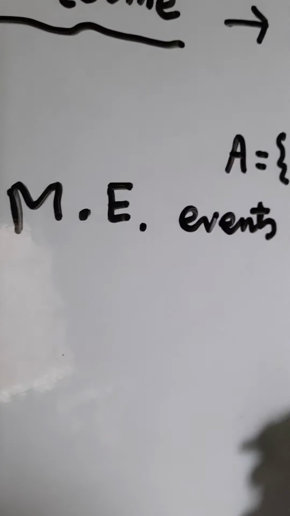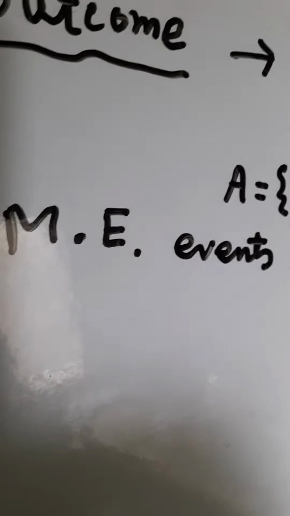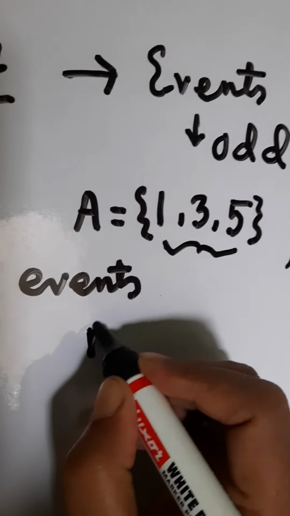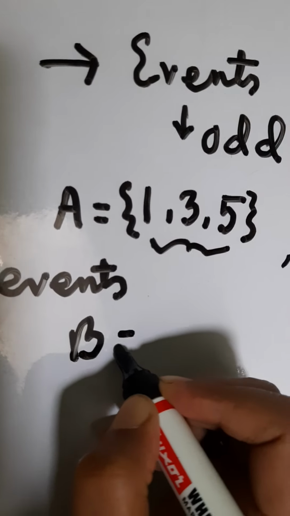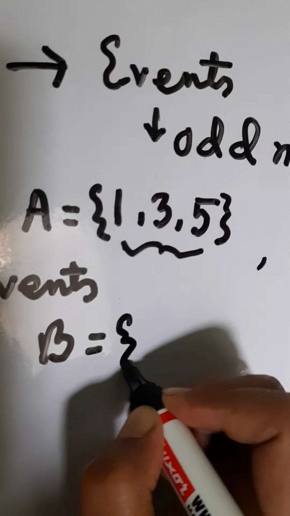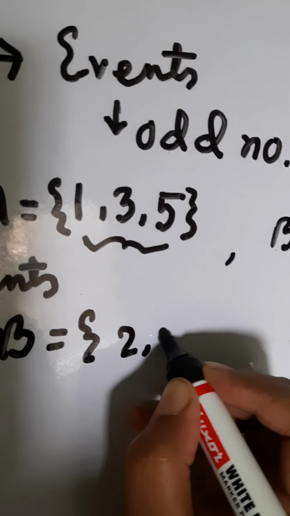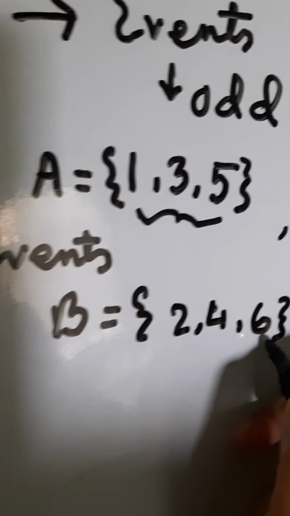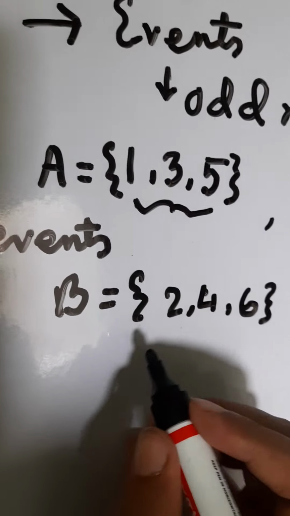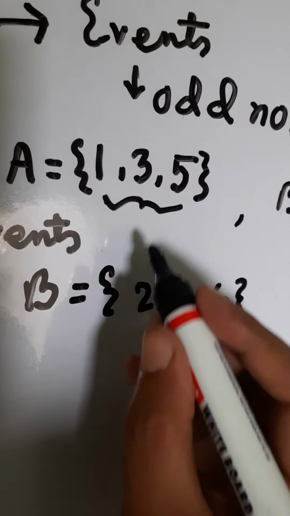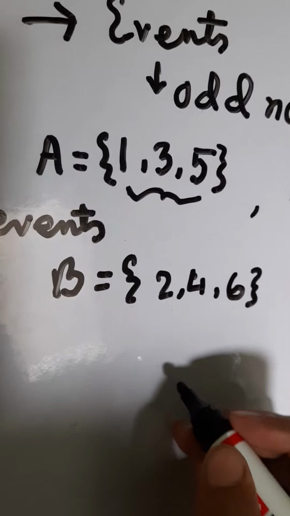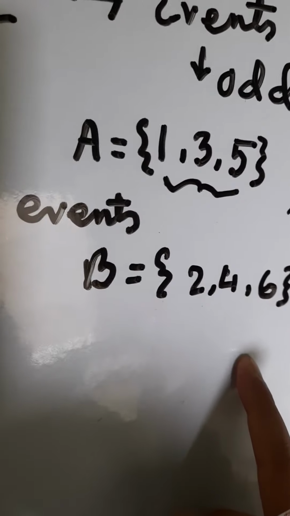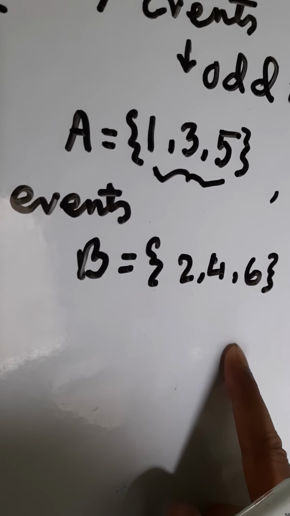Two or three events are called mutually exclusive if they can't occur together. For example, along with the event A, we can take the event B, which is the collection of even numbers like 2, 4 and 6. So A and B can't occur together. They are mutually exclusive. In any throw of a die, you can't get both of them. So they are mutually exclusive.